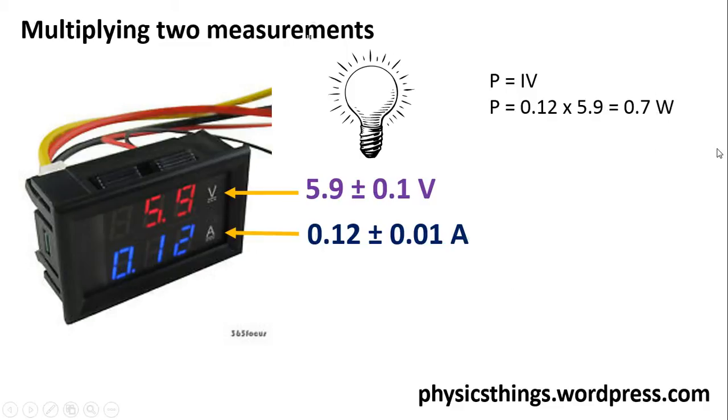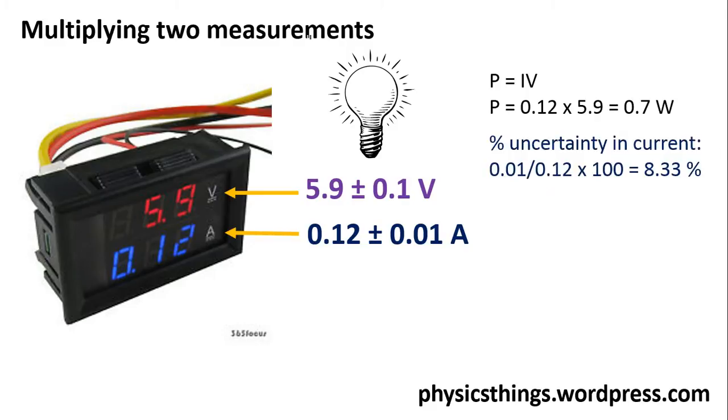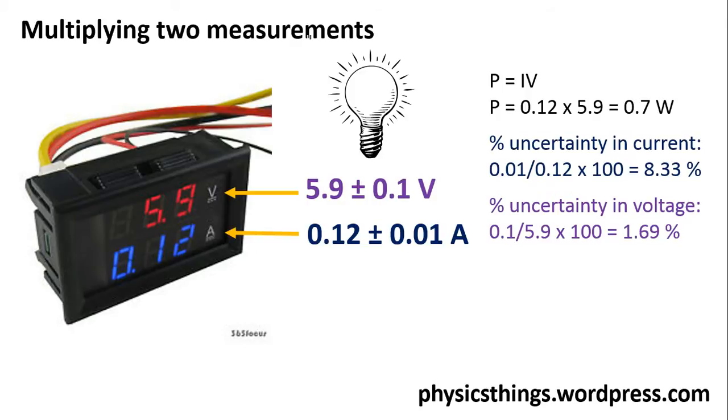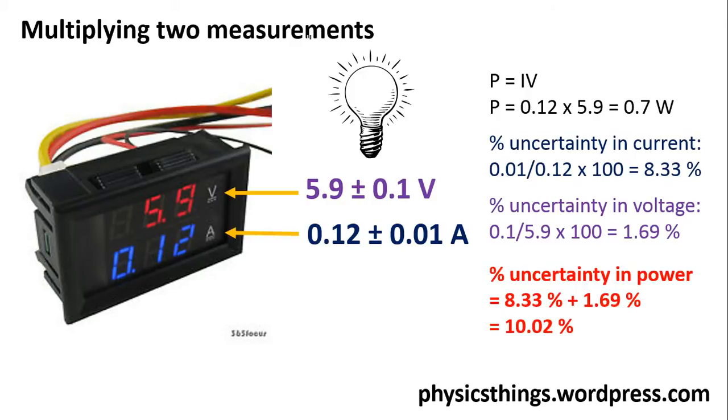And as I said before, to get the uncertainty when you're multiplying, you take the percentage uncertainty and add it to the percentage uncertainty of your other value. So the percentage uncertainty in our current was 8.33%. In our voltage, it was 1.69%. Add them together, and I get an overall uncertainty in my power of 10.02%. So that's what my uncertainty in the power is as a percentage.